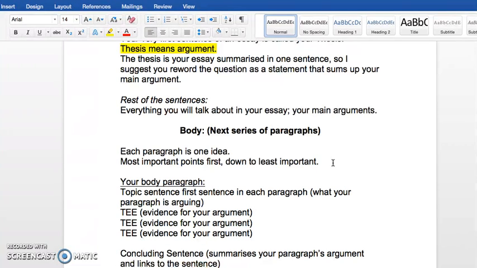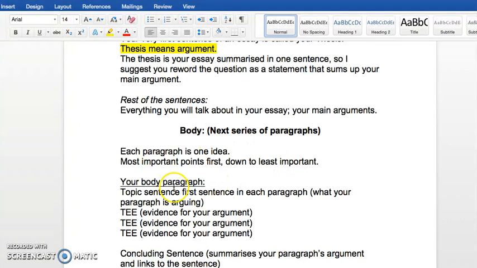It's not a story. I had a student once who said to me, I like to leave the most important points towards the end because it creates suspense for the teacher. That's not an essay. That's a story. You want to have the most important points first, and then down to the least important. And each paragraph is one idea.